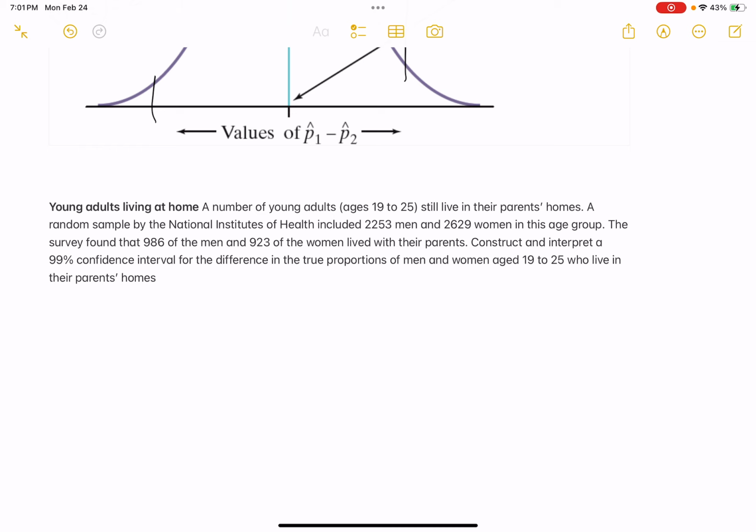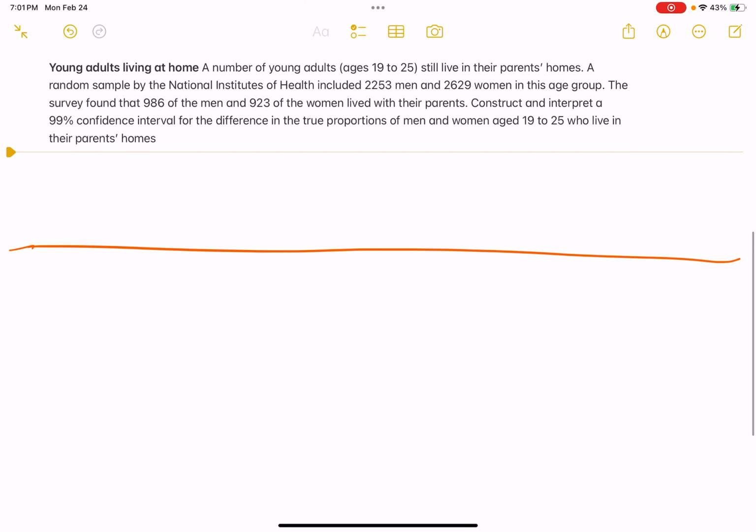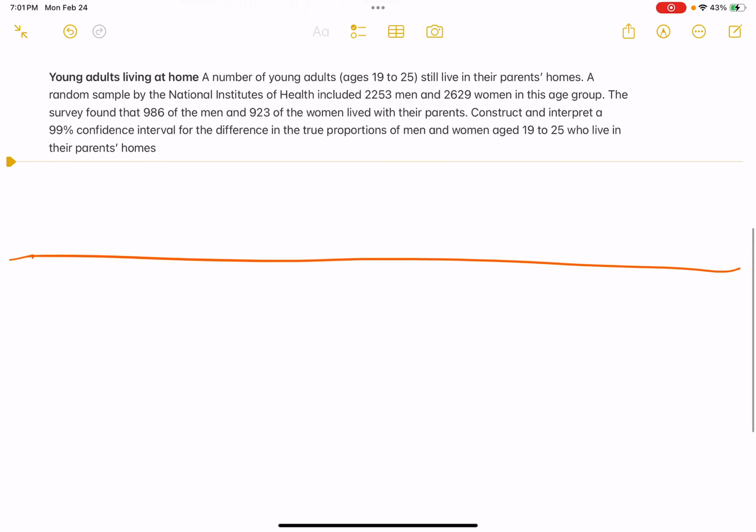But this is my chance to go in more depth and make sure that you understand how we would calculate a confidence interval for two proportions. You're going to have the sampling distribution, so to speak. So let me write that at the top.